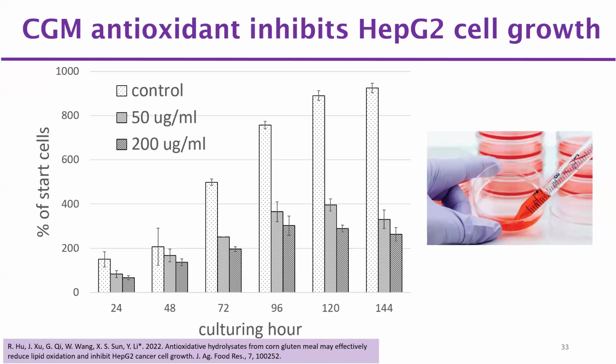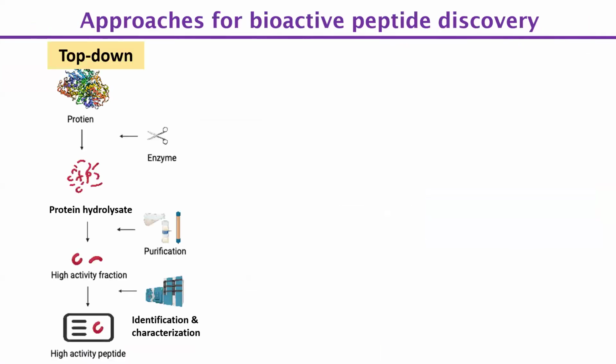So we did start to look into the anti-cancer. We use the HepG2, that's a liver cancer cell model. And then we have a control, that means there's no antioxidant, and then different concentrations of these corn peptides. So as we can see from our data, with addition of these corn peptides, it's going to slow down the growth of those cancer cells. So that again shows some potential of those peptides as anti-cancer compounds.